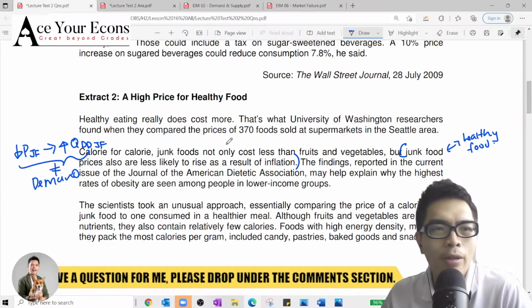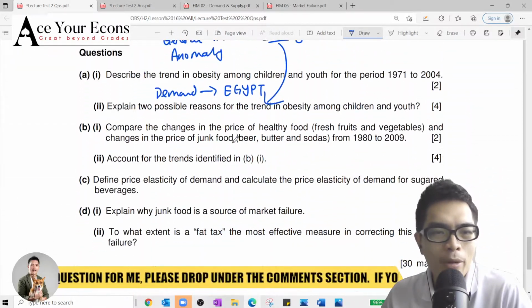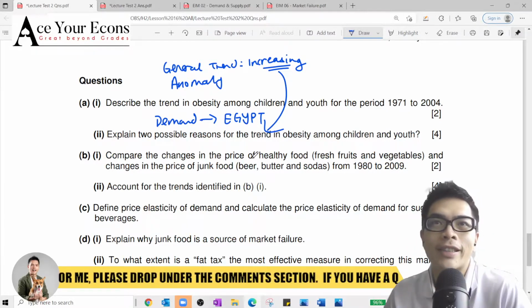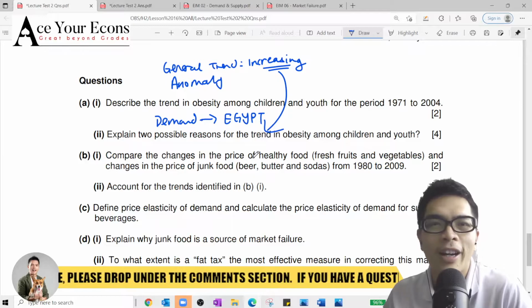Alright, I'm going to move on to question B. B1 and B2 are also related. Maybe at the end of the session, you can tell me how hopeful you are for your exam.